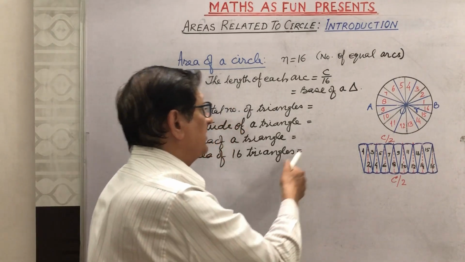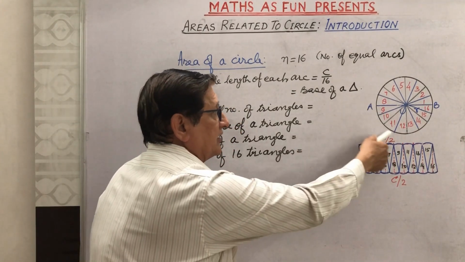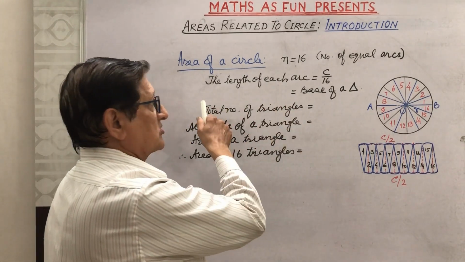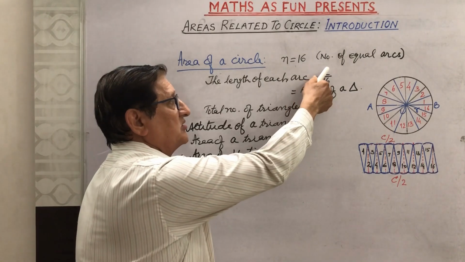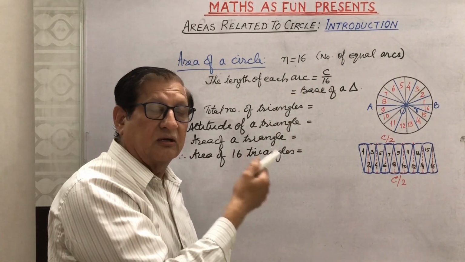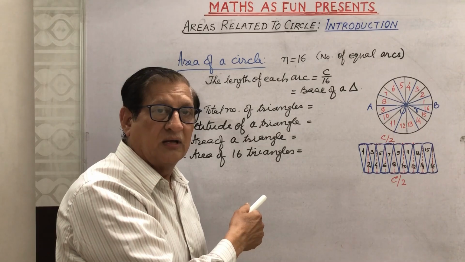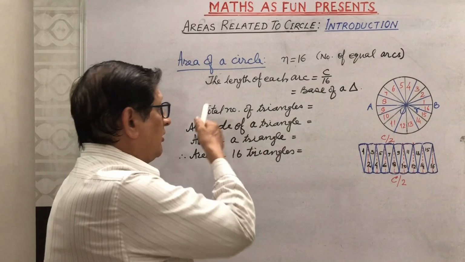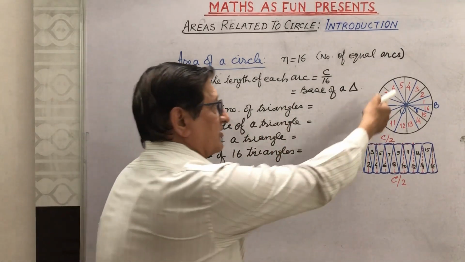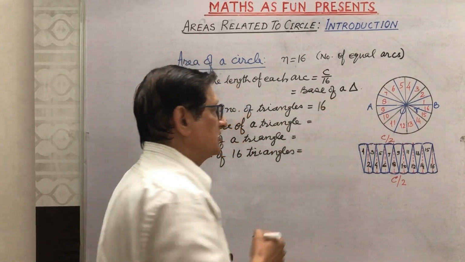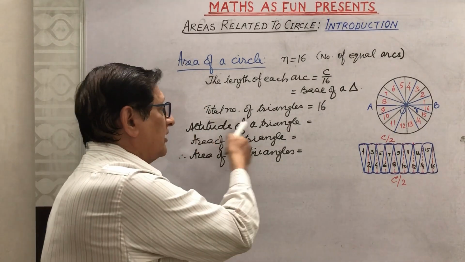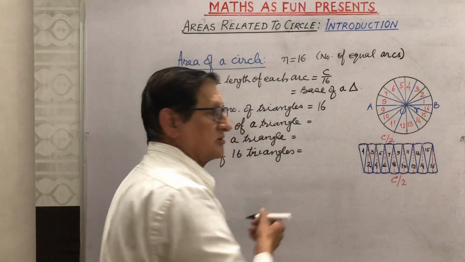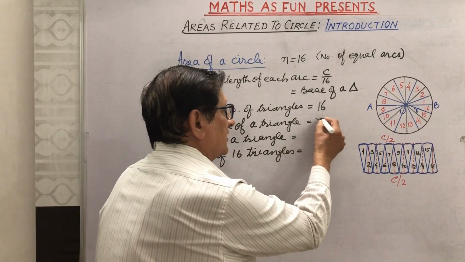In case you want to find out the area of a triangle, because these all are just like triangles, we can see here very easily that if we are dividing into 16 parts, then the base or length of each arc will be c upon 16, that is circumference divided by 16. And that will be the same as the base of the triangle. Now the total number of triangles, because we have taken 16, is 16 here. Now what is the altitude of the triangle? Each triangle you can see will have the altitude as the radius of the circle, that will be equal to r.